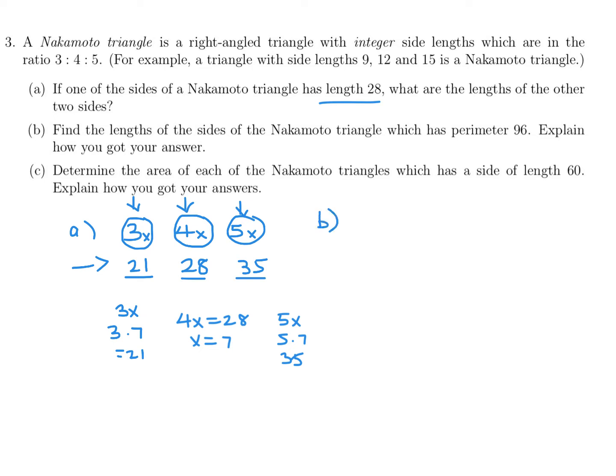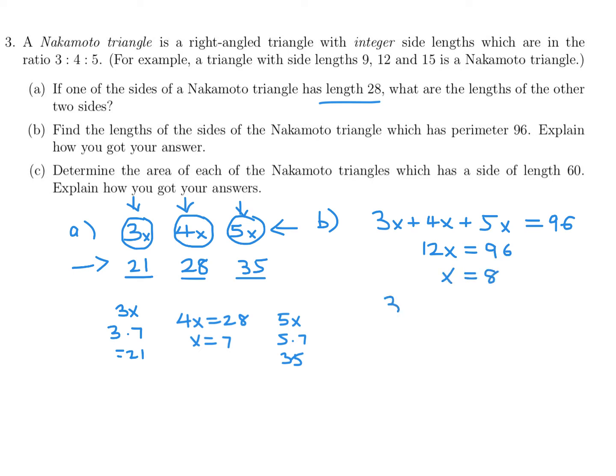Part B. Find the length of the other sides of the Nakamoto triangle, which has a perimeter of 96. Okay. So, again, we're going to use the fact that the sides have lengths 3x, 4x, and 5x. Now, the perimeter would be the sum of those, and they're saying that's 96. So that's the equation based on the information in the question. Okay, so let's solve for x. So 12x is 96. So therefore x is 8.